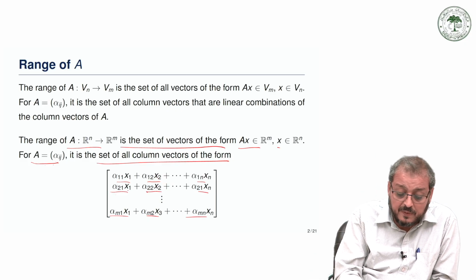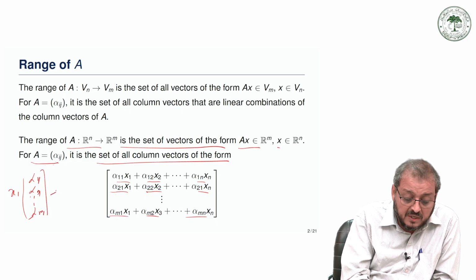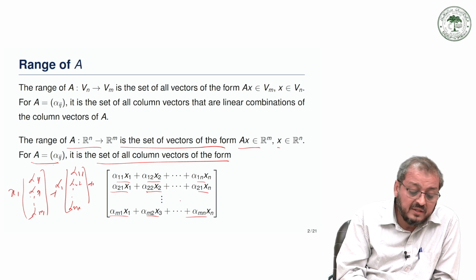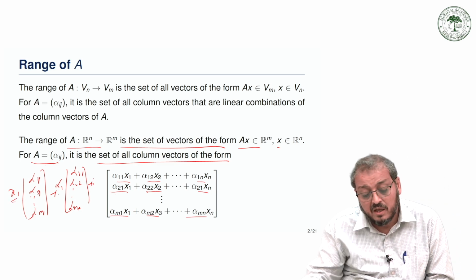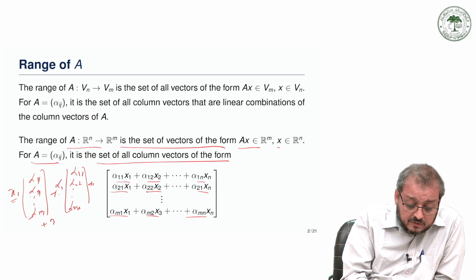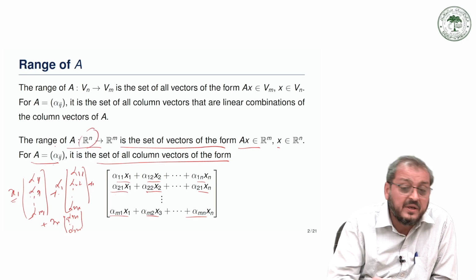Now this can be written in the form of x1, which we can write as alpha 11, alpha 21, and so on up to alpha m1, plus x2, which is the same for the second column: alpha 12, alpha 22, up to alpha m2. In a similar fashion we go up to the nth column. Now you see x1, x2, ..., xn are the elements of the basis of R^n, and these are the linear combinations of the bases of R^n.